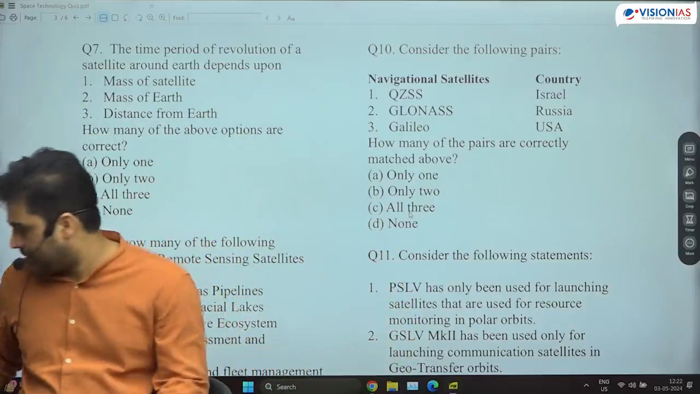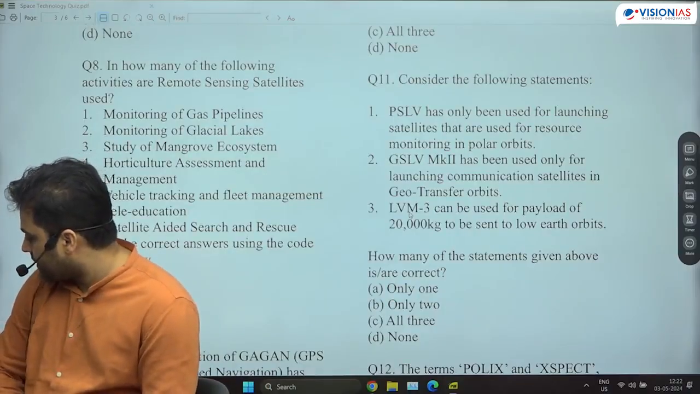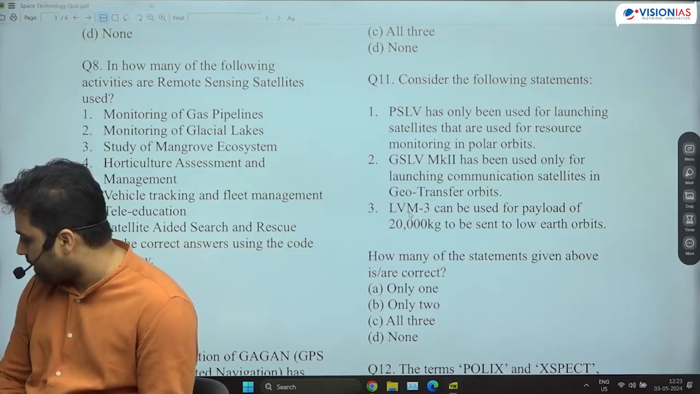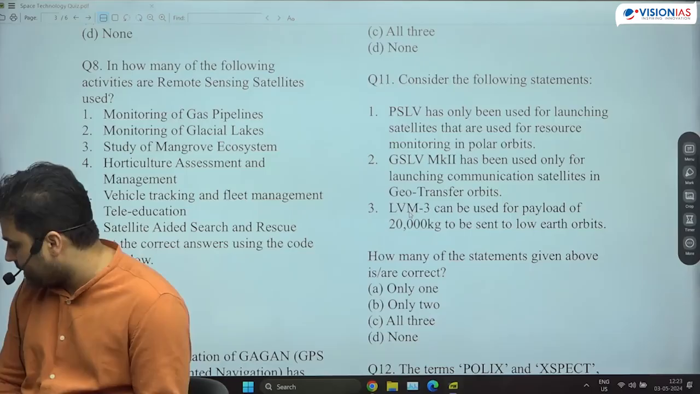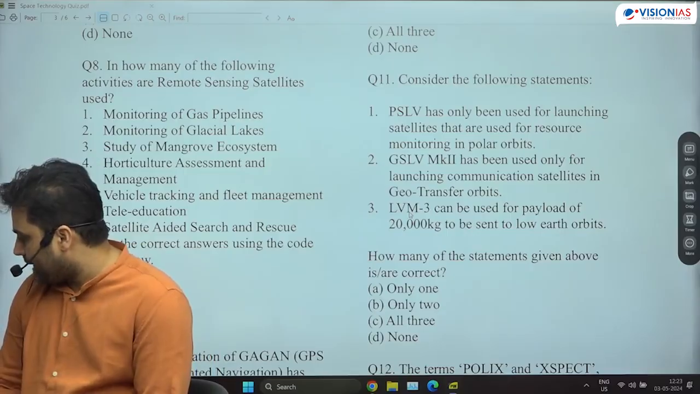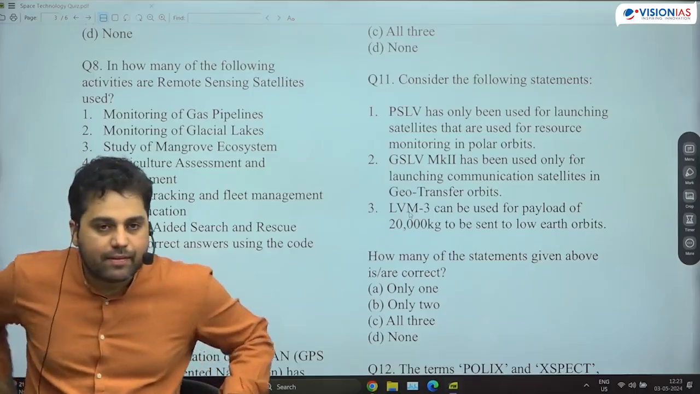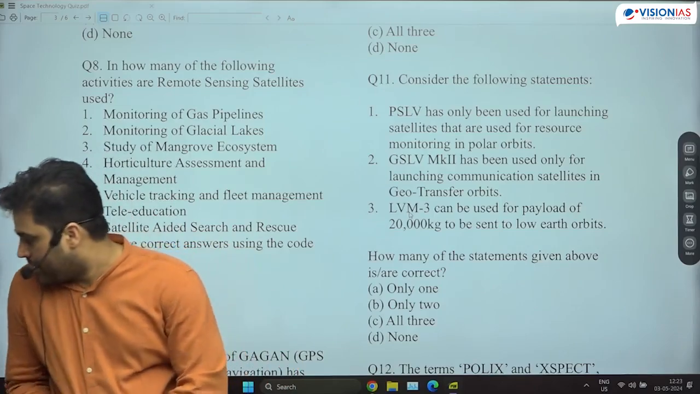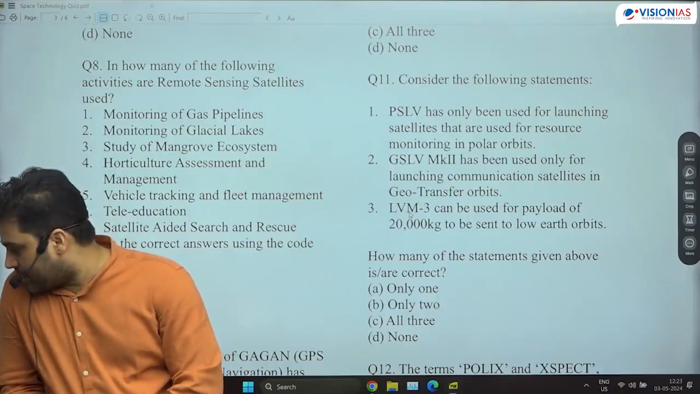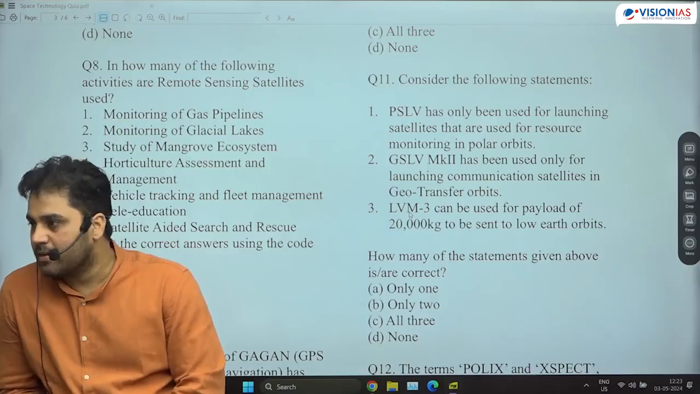Next, I guess, is easier. Remote sensing satellites, what will be the answer here? Monitoring of gas pipelines, yes. Monitoring of glacier lakes, yes. Study of mangrove ecosystem, yes. Horticulture assessment, yes. Vehicle tracking, fleet management, tele-education, satellite-aided search and rescue. So for vehicle tracking, fleet management, we use navigational satellites. For tele-education, we use communication satellites. For satellite-aided search and rescue, we use both communication and navigational satellites, but not remote sensing. Answer will be A here, only 4.